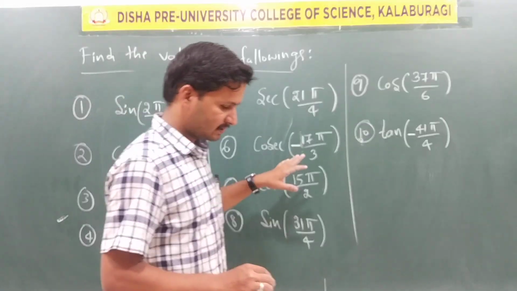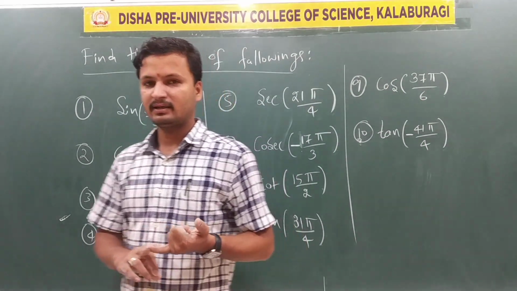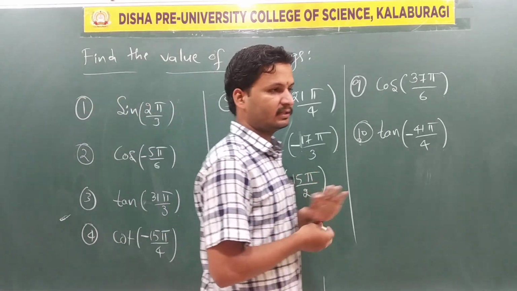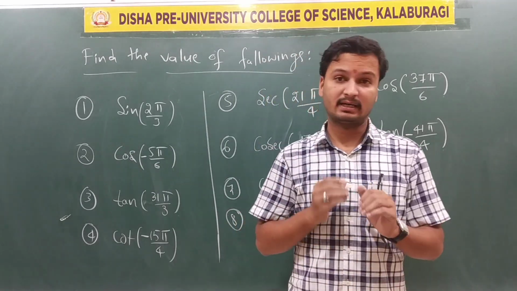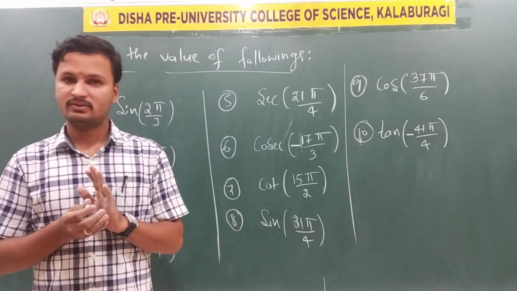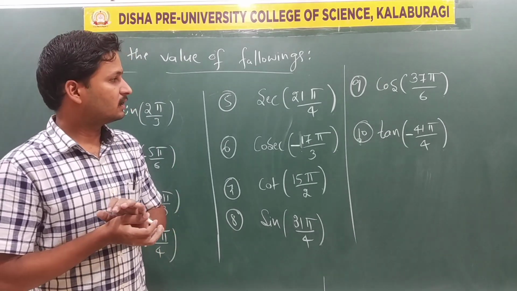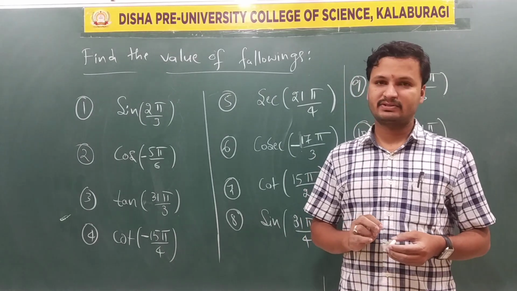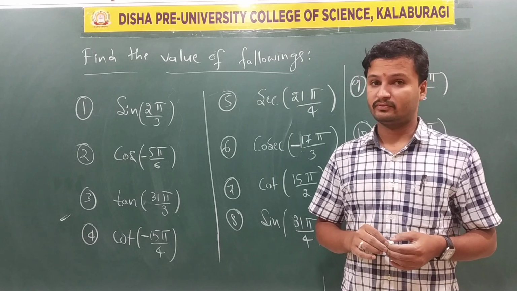When angles are given in radians as well as degrees, this is all about finding the values of trigonometric functions for allied angles. Allied angles are very important. In the next class we will move to the derivation. Very important.